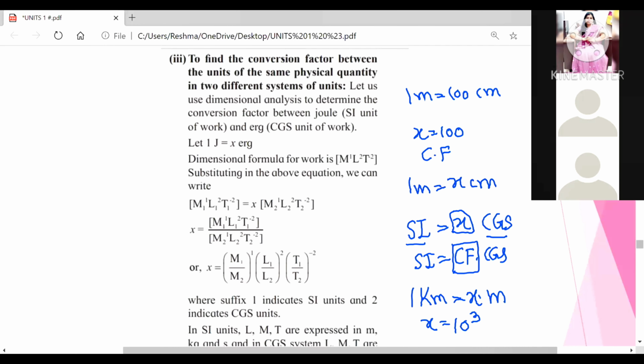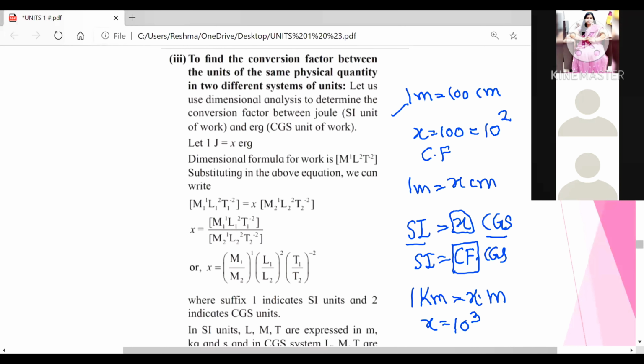Here again, x is equal to 100. I will write in terms of power. 10 raised to how much? 2. Good. Now in kilometer to meter, we find x is equal to 10 raised to 3. And in meter to centimeter, we find the conversion factor x is equal to 10 raised to 2. Means for one system to another system, conversion factors are different. That value of conversion factor we are learning today.